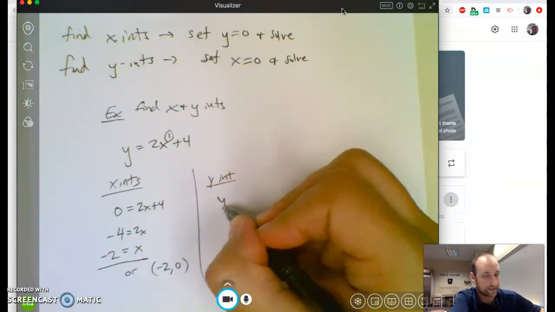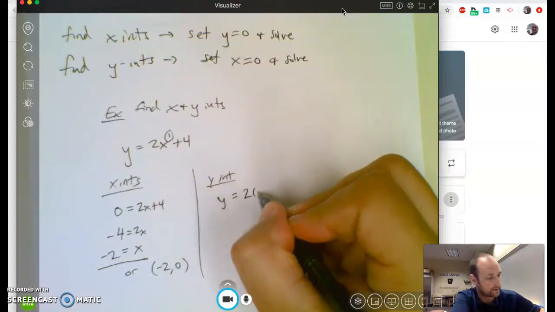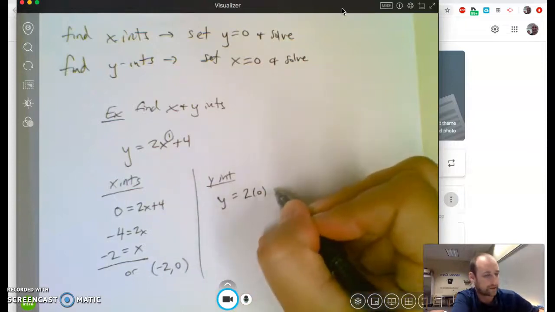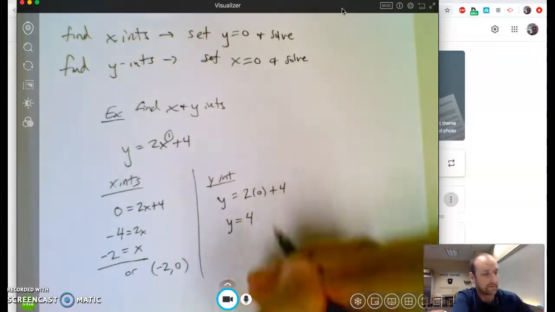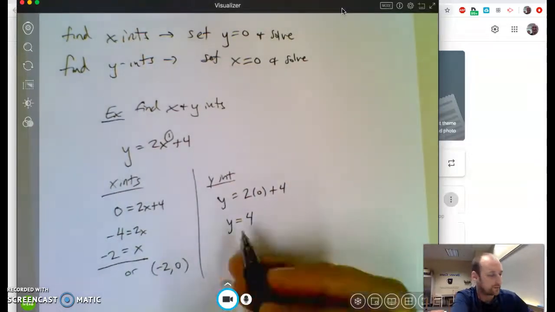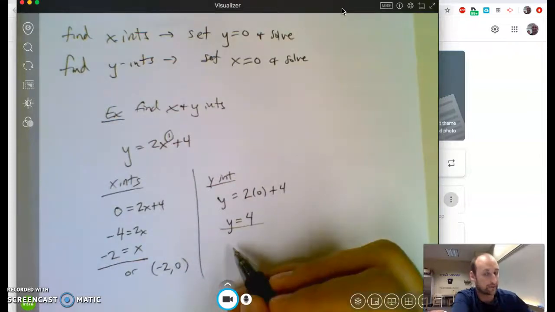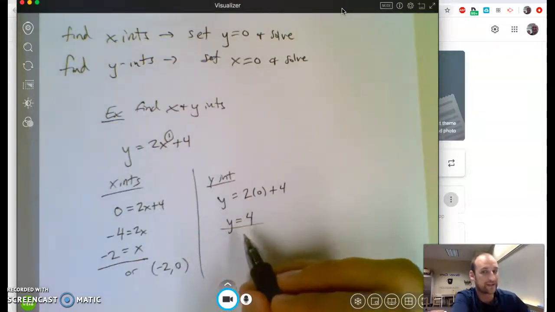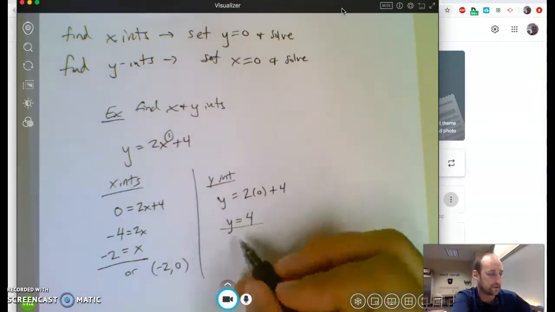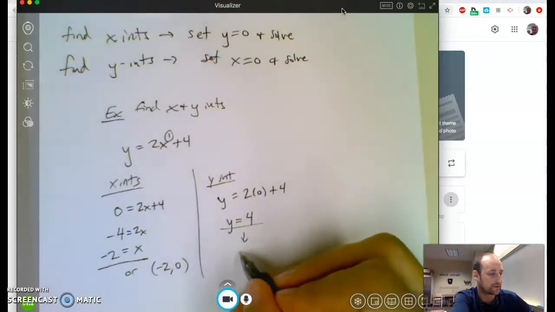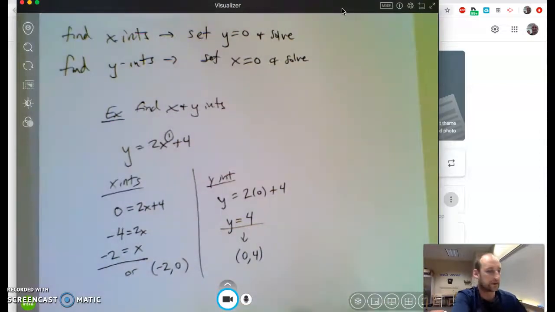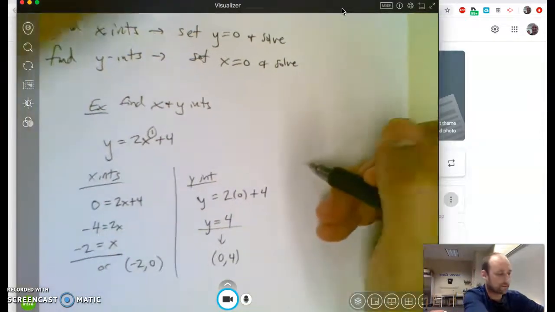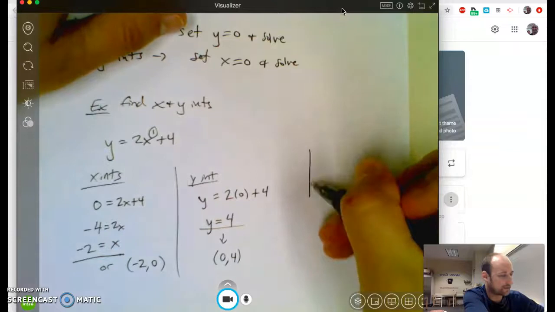I set x equal to 0. I usually don't even bother writing 2 times 0 because I know what 2 times 0 is. But for the sake of notes, let's do that. So y equals 4 is your answer, but what it really means is your graph hits the y-axis at 4. So that's actually the point (0, 4). So I would know without even needing my graphing calculator, even though they're cool.